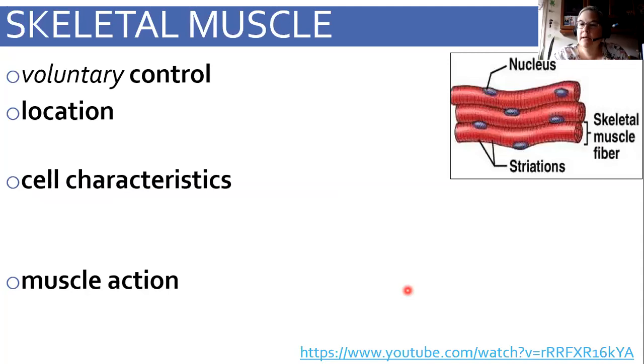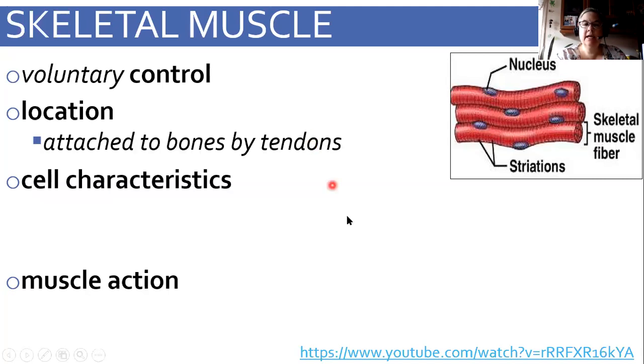Then we have skeletal muscle. This is the muscle that we have conscious control over. I can decide to move my hand up and down. I can decide to move my tongue and be speaking to you guys. I can decide to go for a walk. All of those things I am having voluntary control over. So these are found attached to bones by tendons. That's where these muscles are found.